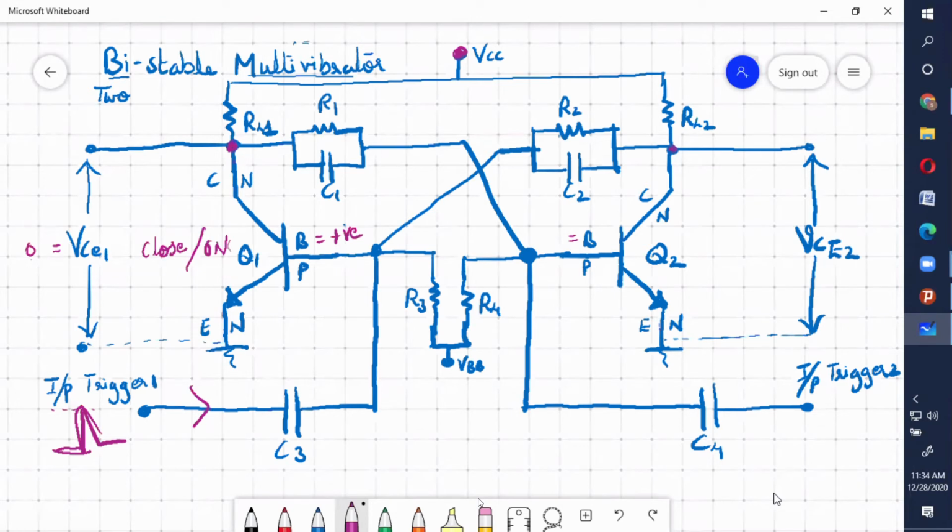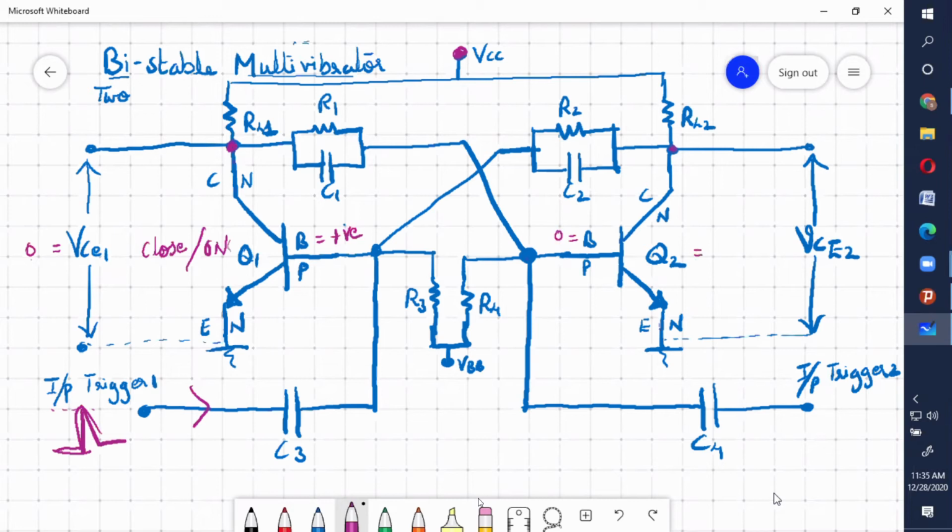Students, are you there? Are you listening? Yes, sir. So what is this base value? See, this collector is also connected to this resistor and capacitor. It's connected here. So what will be this base value? 0. Since this base of Q2 is receiving 0, will Q2 be on or off?